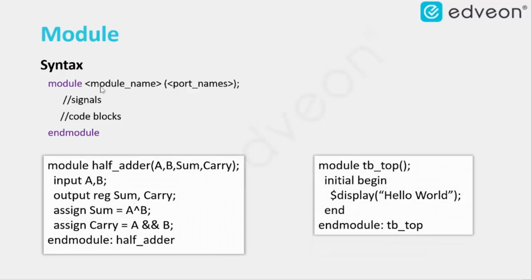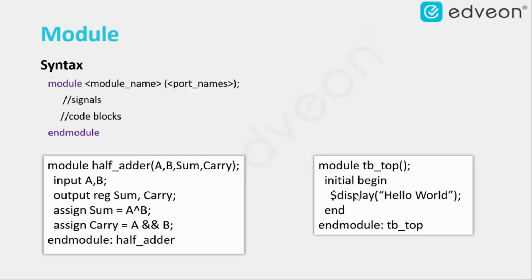In this slide we have the syntax of module, which is module, module name, port names, and the end module, and two module definitions. On the left you have a design code, module design code for a half adder. You notice that there are input output ports, and there is the logic for the half adder, and then we have the end module. On the right we have a TB top with the initial begin and end construct.